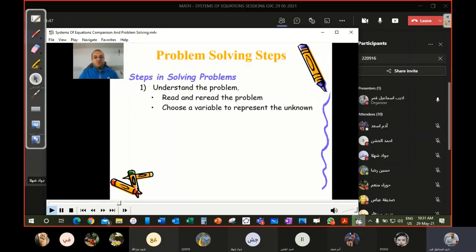In these kinds of problems, we have variables, values that we don't know. It may be a price, it may be a quantity, it may be anything. We should choose a variable to represent the unknown. And as you will see in the example here, we should choose two variables to represent the two unknowns.